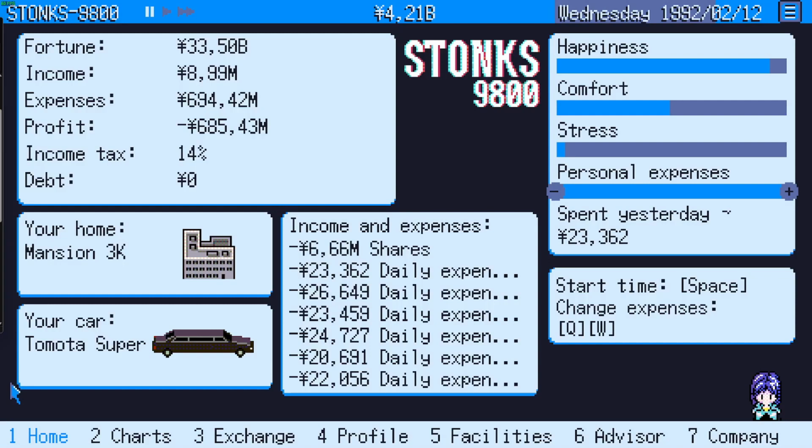Hello everyone. I'm going to do a tutorial on how to short a stock in Stonks 9800. Shorting stocks can be a confusing concept because there's a bit of accounting trickery that can get confusing if you don't keep track of the flow of cash.